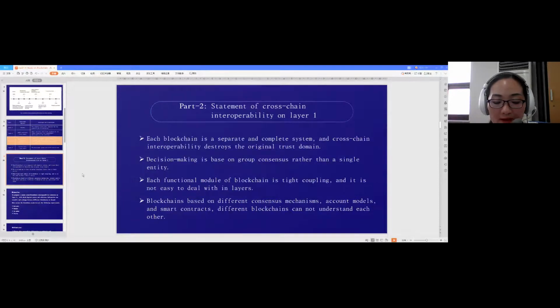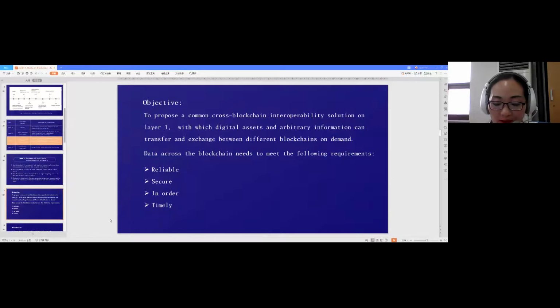Blockchains are based on different consensus mechanisms, different account models, and different smart contracts. These different blockchains cannot understand each other. Our objective is to propose a common cross-chain interoperability solution on layer 1, with which digital assets and arbitrary information can be transferred and exchanged between different blockchains on demand.